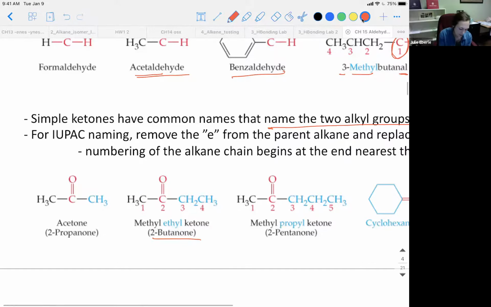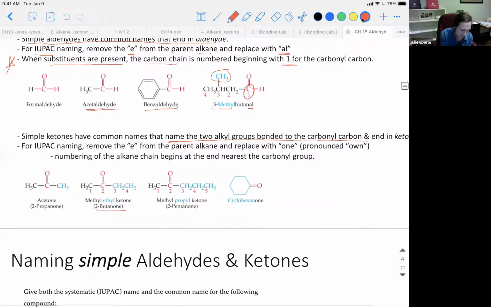The systematic name you see in the parentheses right underneath is 2-butanone. What the heck? How do we get that? Well, let's read the next sentence. To get the systematic IUPAC naming, take the E off from the parent alkane and replace it with "one." You spell it O-N-E, but it's not "key-one." It's ketone, so you pronounce it "own."